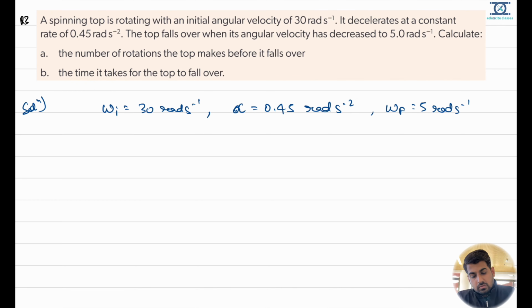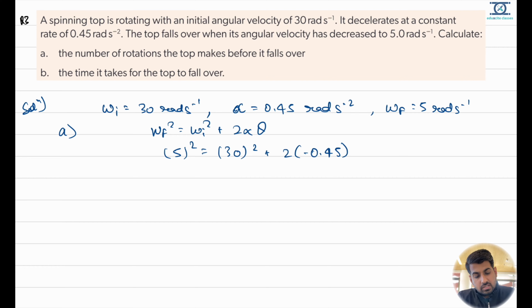This is quite common. So here we can directly use omega final square equals omega initial square plus 2 alpha times theta. So this is 5 square equals 30 square plus 2 times minus 0.45, because this is decreasing, times theta. Now if you solve this particular equation, I have already done the calculation, theta comes out to be 970 radian.